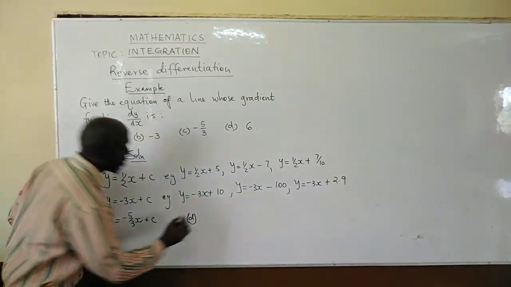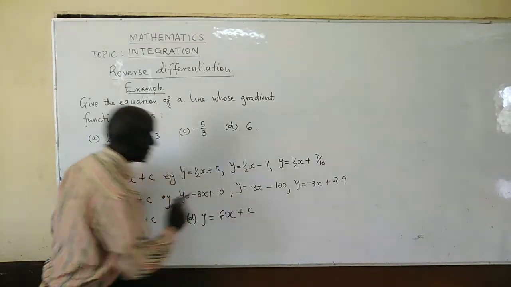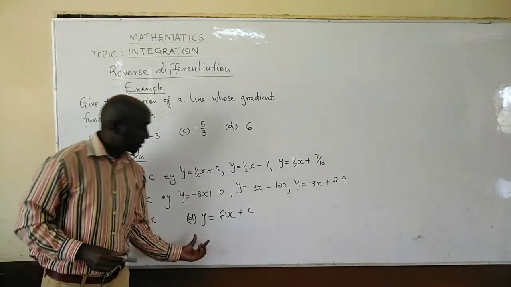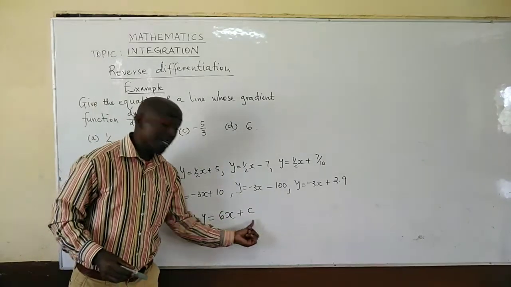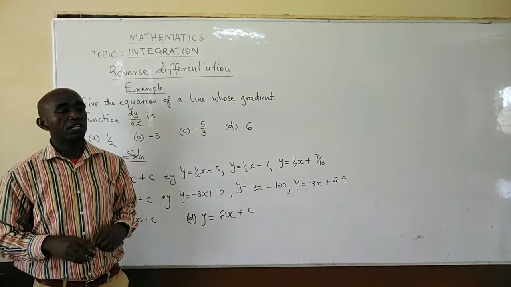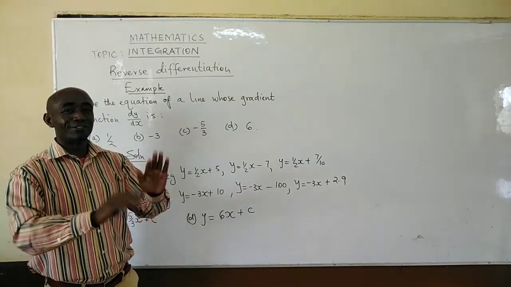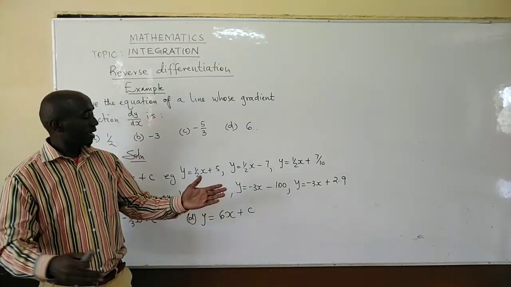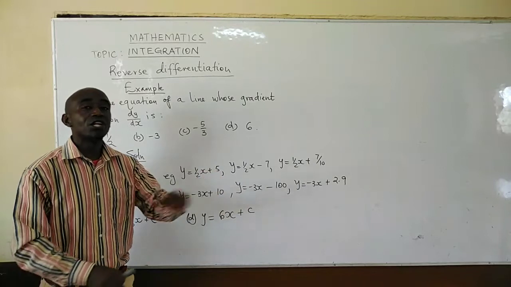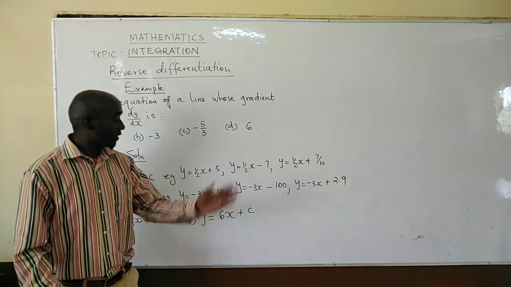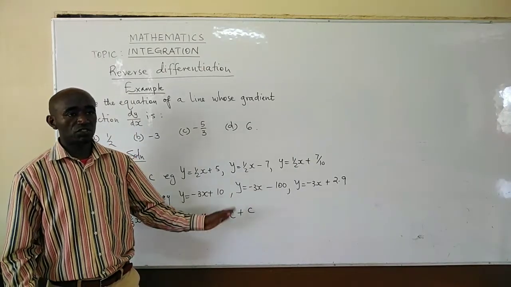The equation will be y is equal to 6x plus a constant c. Again, this is the general equation of a straight line whose gradient is 6. So c can take any value. It can be 0; if it is 0, then the equation is y is equal to 6x, full stop. If c is negative 1 million, then y is equal to 6x minus 1 million. If c is 500, y is equal to 6x plus 500. So c can take any value. It can be a fraction or a decimal or a whole number.